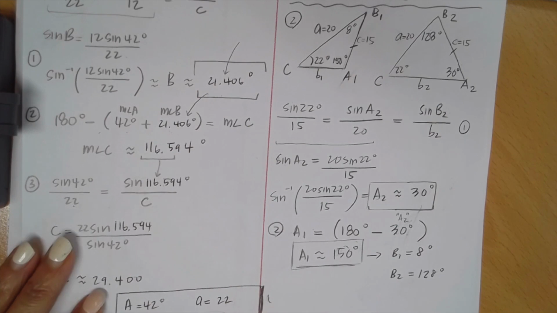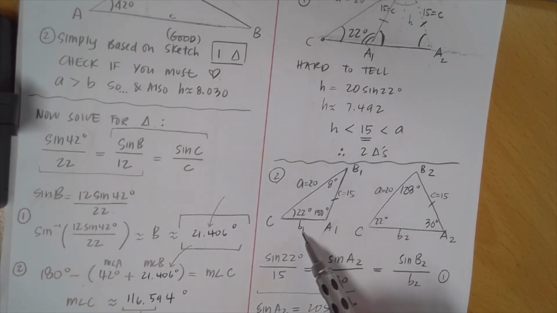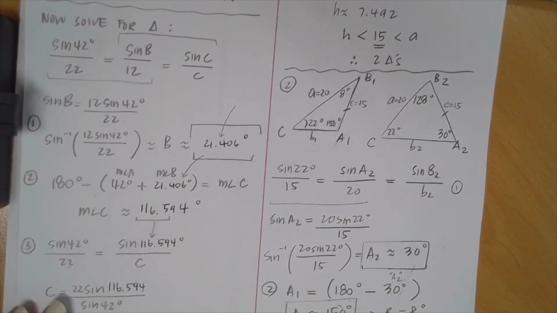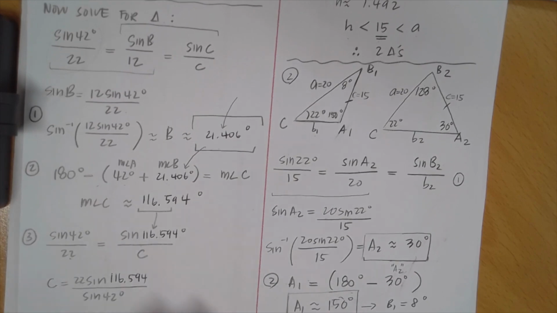So once we found all that, what are we missing? We have to find B2. The only thing we're missing is B1 and B2. So we'll go back to your equation. Think about B1 and B2. Okay, so let's find B2 first.